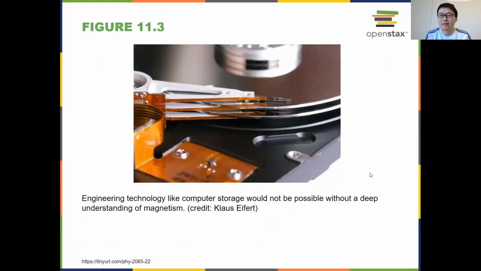Magnetism also has a lot of applications. These days we are using cell phones, laptops, and all these electronic devices, and most of them have a storage disk inside. The storage disk is made of magnetic materials. So in that case, we need to have a deeper understanding to do the design of these disks.